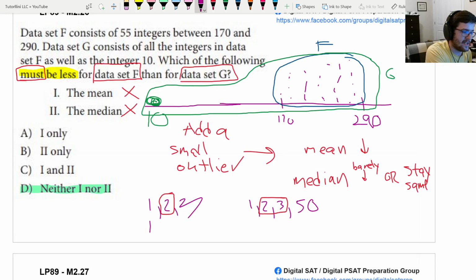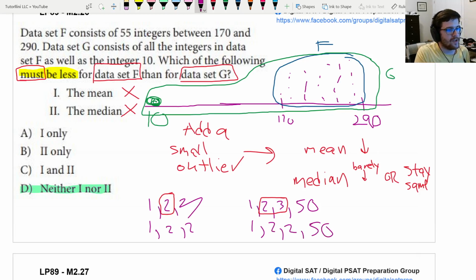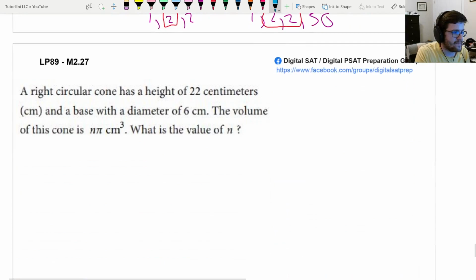But if I had, let's say, 1, 2, 2, and then I did 1, 2, 2, 50, you see the median would be 2, and then it would be the average of these two, which would still be 2. So these ones, it did not change. So the median will either move towards the outlier when you add an outlier, or it will stay the same. So if you're not convinced, just see that example I wrote on the board. Okay, great. Let's keep going.